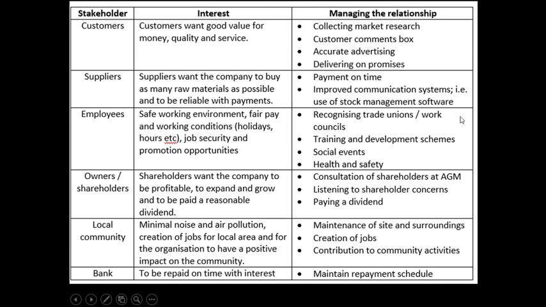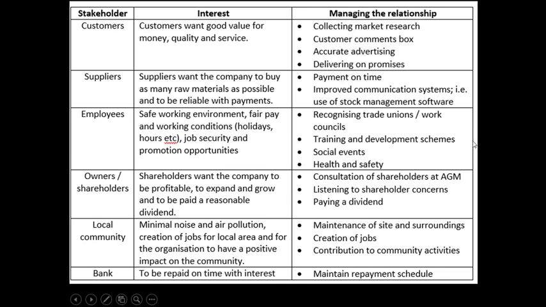Paying suppliers on time, installing better communication systems, so using ICT to communicate with suppliers. That will benefit you because you'll get the goods that you want on time, but it will also help to manage a relationship with the suppliers, because if you've invested in improving communication with them, it probably means you're going to be in for the long run with them, which will be one of their interests fulfilled.